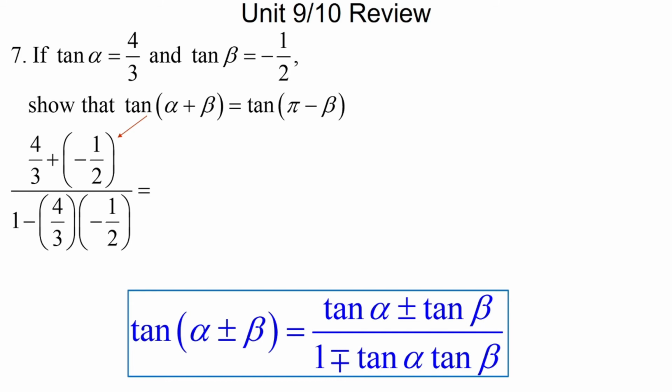Let's do the first step on the right now. Okay, and we'll simplify these a little bit. So here, with tangent of alpha minus beta, I get tangent of pi.